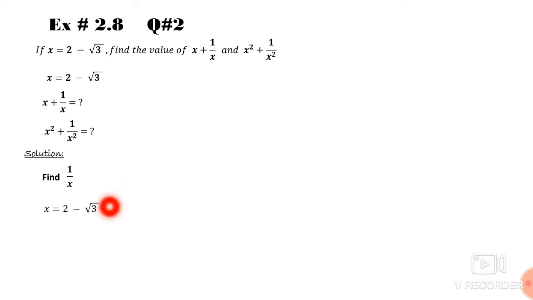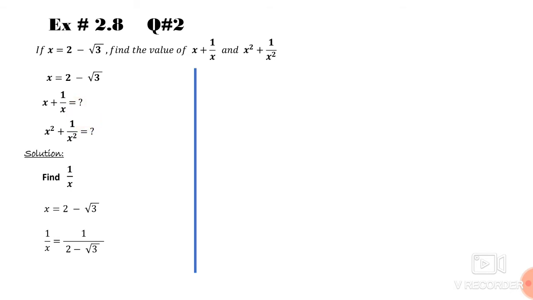X is given to us, which is 2 minus square root 3. To find 1 upon x, we will simply reciprocal it. It will become 1 upon x, and 2 minus root 3 will become 1 upon 2 minus root 3. This is our 1 upon x. Here we can see that we have radical sign in the denominator. We cannot use an expression which have a radical sign in the denominator. So we will rationalize it first and then use it to find x plus 1 upon x.